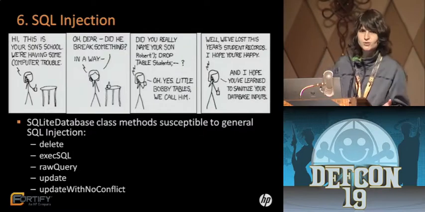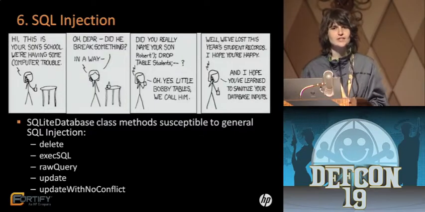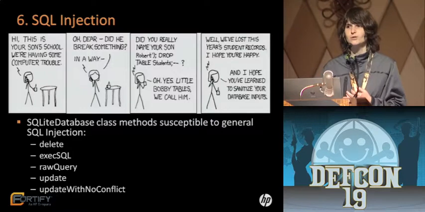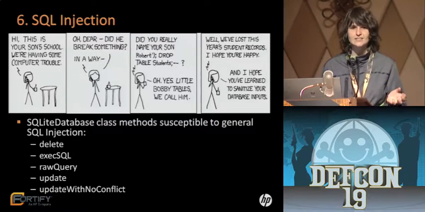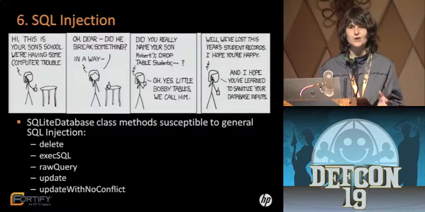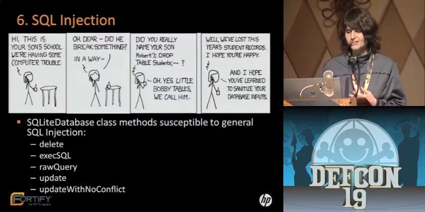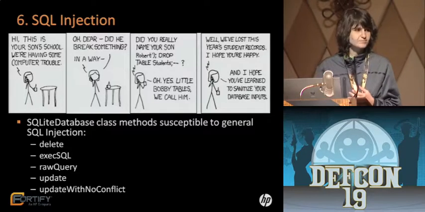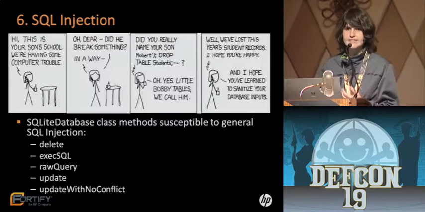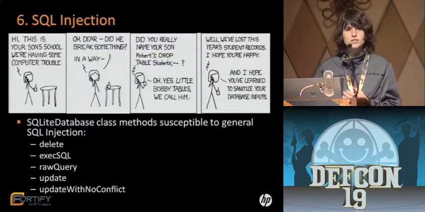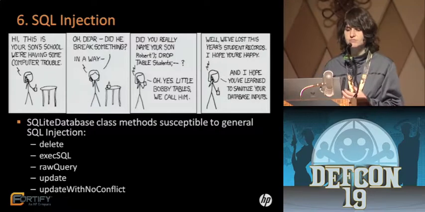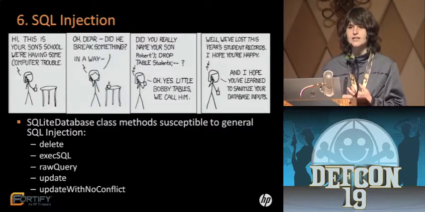Again, this is not new. This vulnerability is not specific to the mobile world or Android. Unfortunately, it still happens, even though, again, we've known about it for a long, long time. And here are some of the APIs in the Google SDK that are susceptible to regular SQL injection. So here are some methods from the SQLiteDatabase class that you should be aware of.